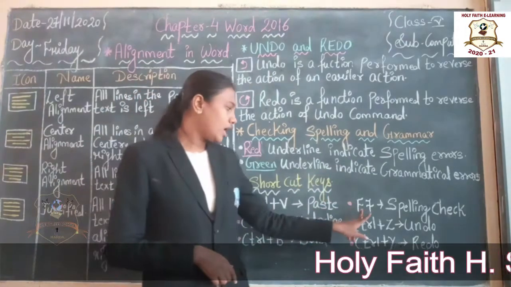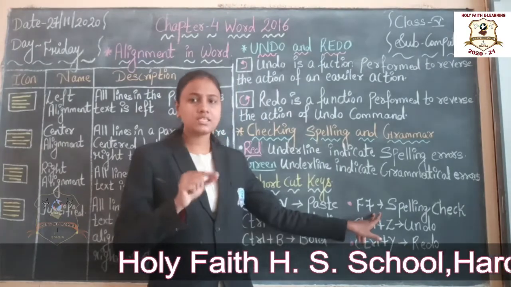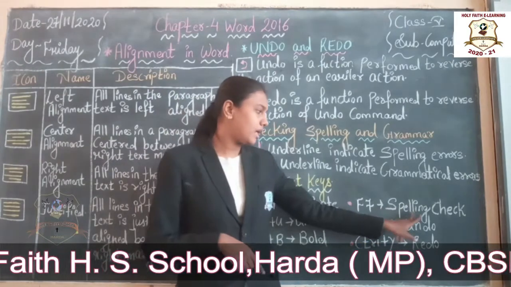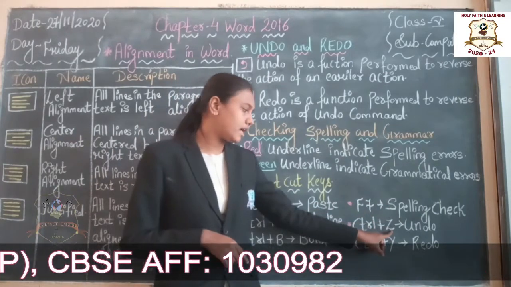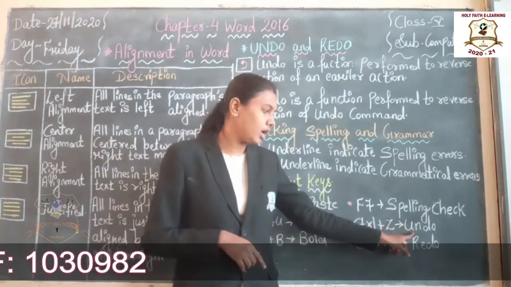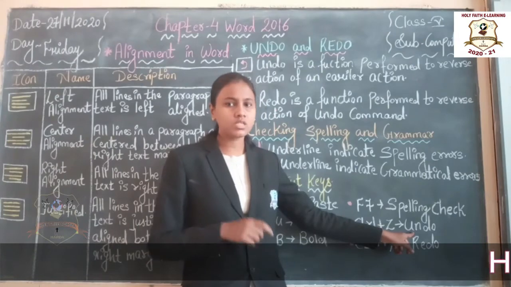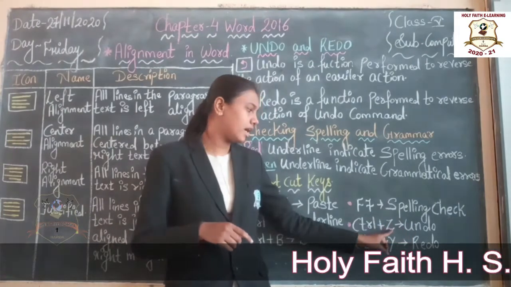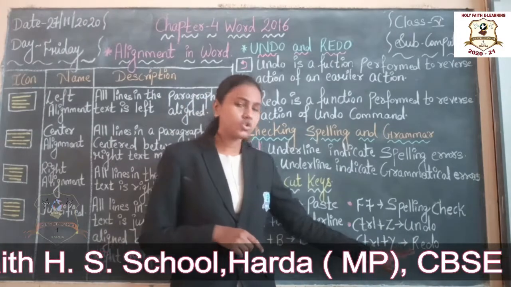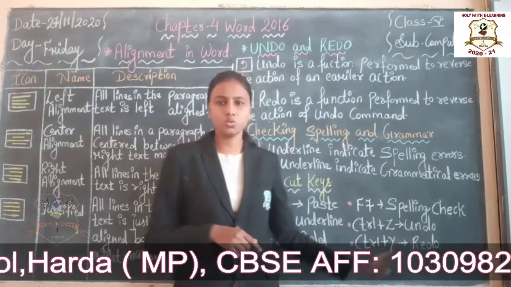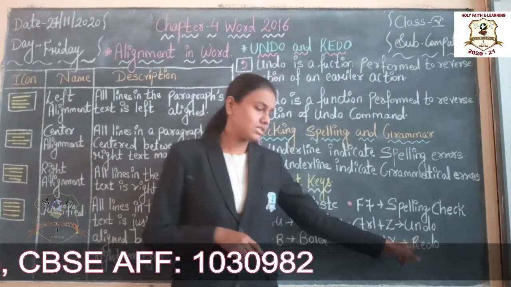Now F7. When you press F7, it means spelling check. It will check your spellings. Now Control plus Z. Control plus Z is used for undo. You can directly use the keyboard button Control plus Z. And Control plus Y. Control plus Y is used to redo.